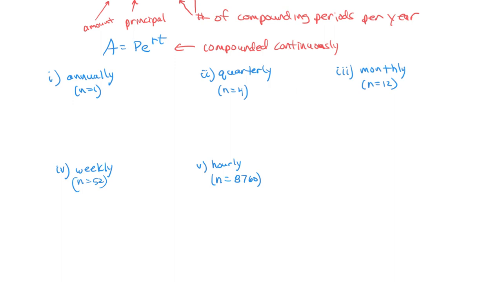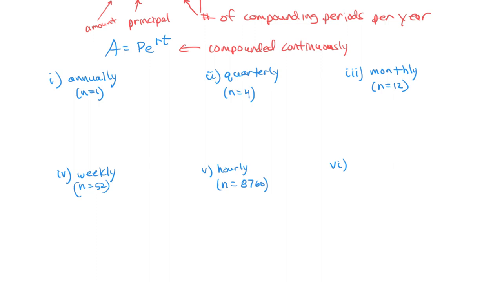And then the last one is continuously, and we get our special formula. I think maybe my software is suddenly possessed. Continuously just means n equals infinity, and we get our other formula out, right? So for annually, when we set this up, we're going to have the amount equals the principal, which we said is $2,500.